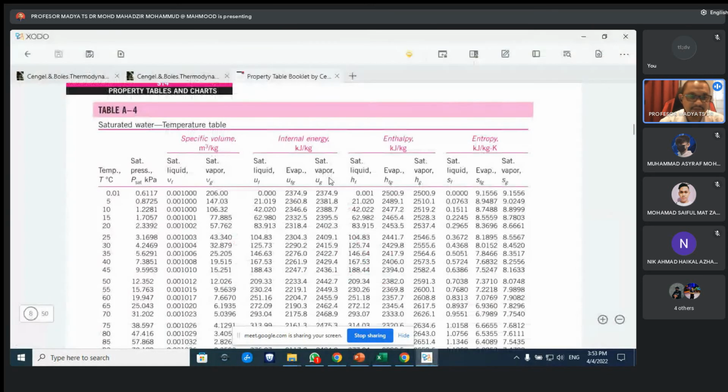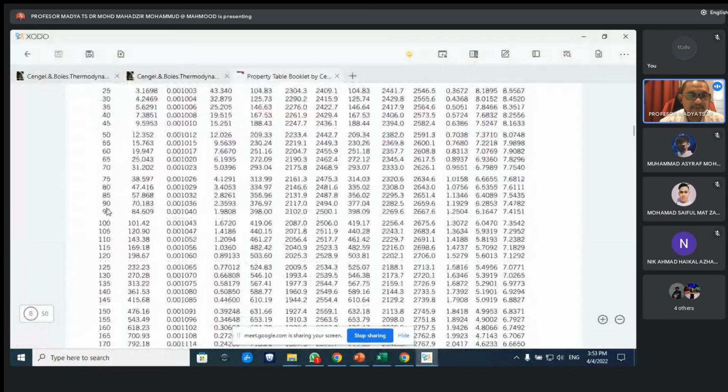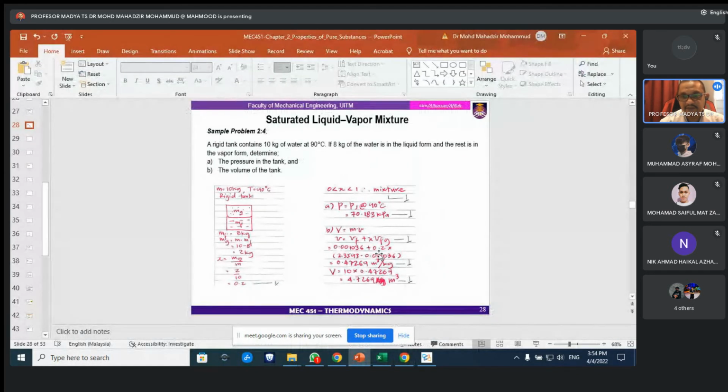Okay, we go to the properties table, 90 Celsius. Here is vf, here is vg. Take these two values, vf and vg, and put them in this equation, times x, where x is 0.2. Then you will get your answer, the volume of the tank, 4.72 meter cube. That is the answer for the tank.